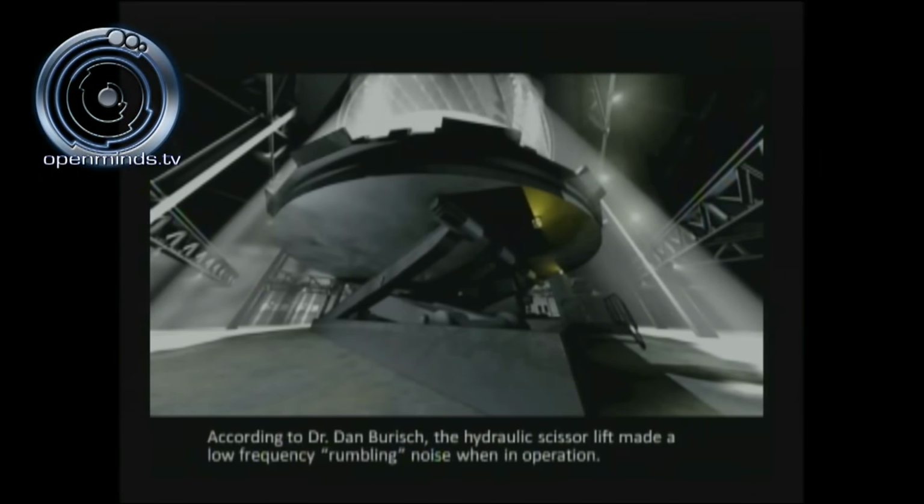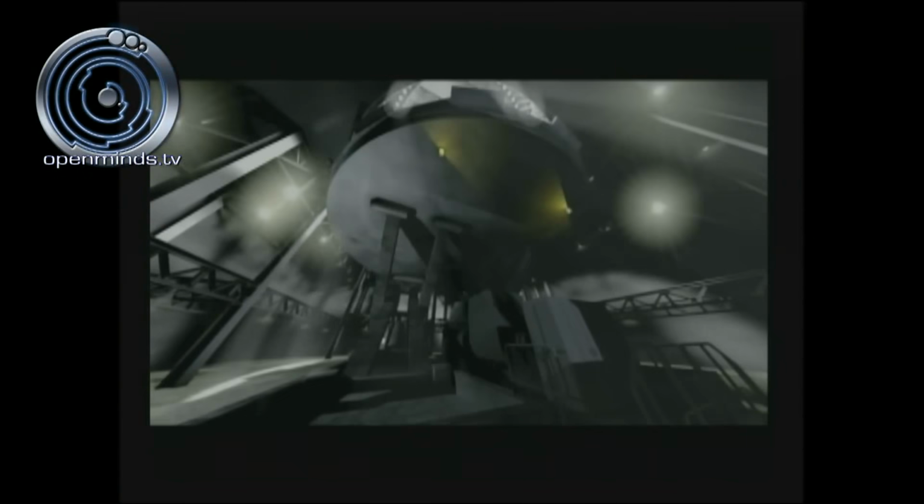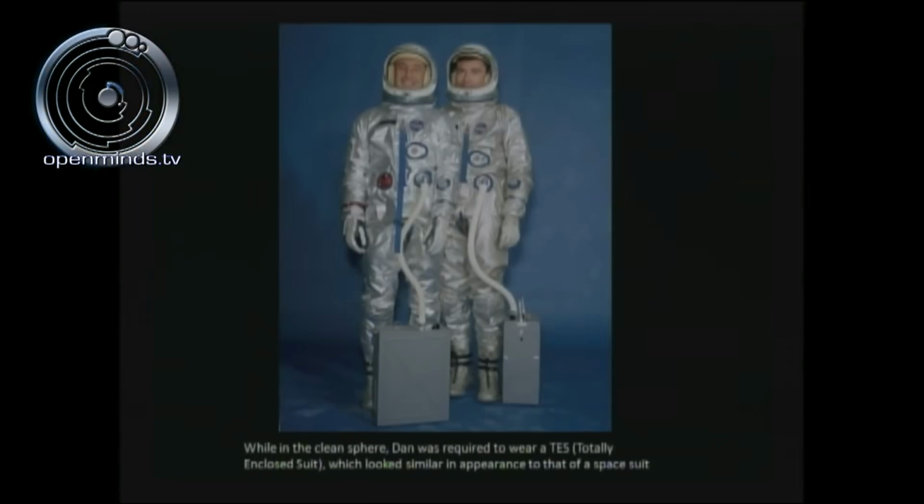Here we see the scissor lift lifting the clean sphere up to the second floor of 4-5. And then you can see again the hydraulically actuated scissor lift. Now, we're talking about the TESS, or totally enclosed suit, similar to what you would see in the Gemini, Mercury, even the Apollo program of 1969. It's a positive pressure suit to keep out biocontaminants.